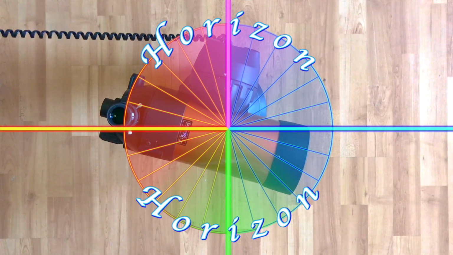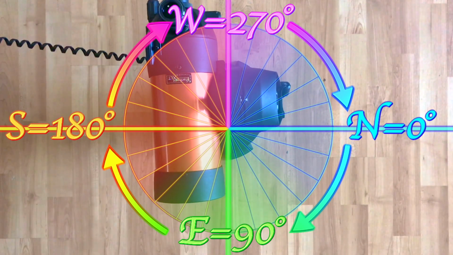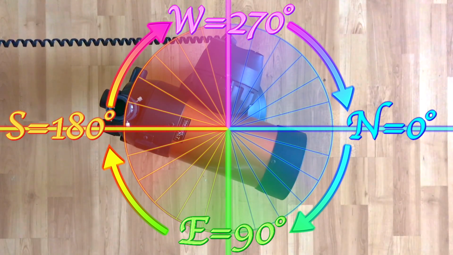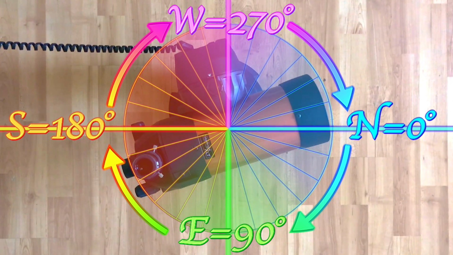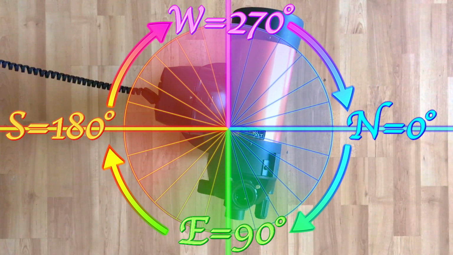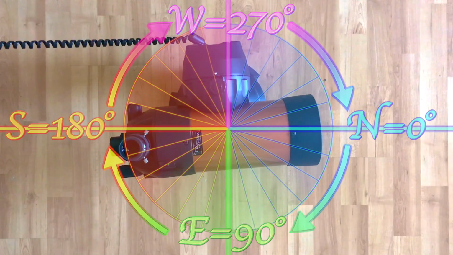Azimuth is the second coordinate in the horizontal system and is used to measure the horizontal angle relative to true north clockwise from 0 to 360 degrees, with each successive cardinal point eastwards of north representing an increase of 90 degrees from the previous, meaning that north is 0, east is 90, south is 180, and west is 270.